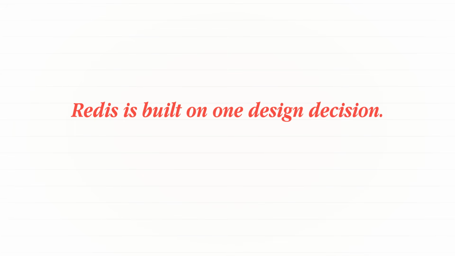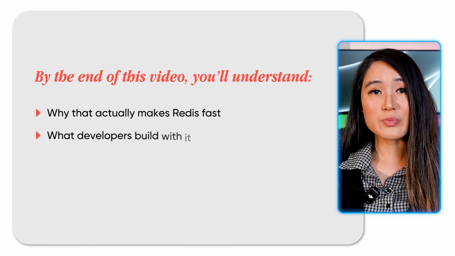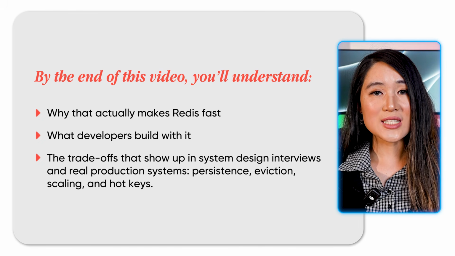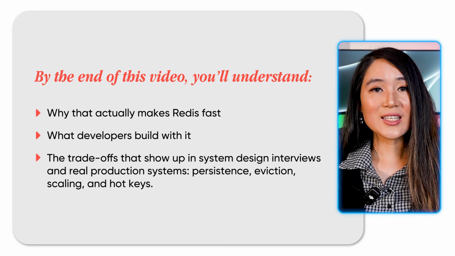So fundamentally, here's the unintuitive thing about Redis. Redis is built on one design decision that sounds like a terrible idea. It runs your commands on a single thread. By the end of this video, you'll understand why that actually makes Redis fast, what developers build with it, and the trade-offs that show up in system design interviews and real production systems: persistence, eviction, scaling, and hotkeys.